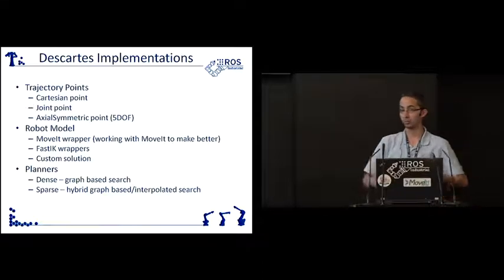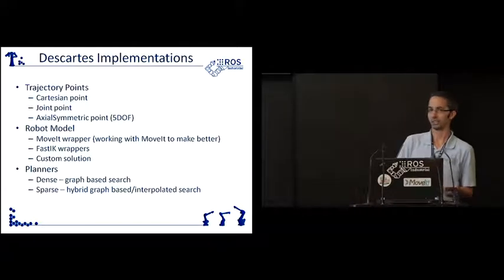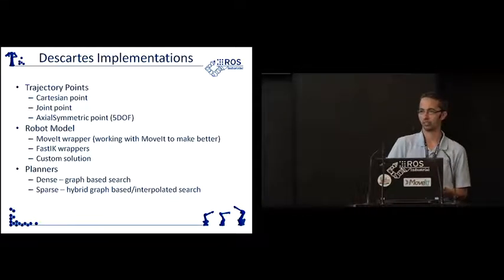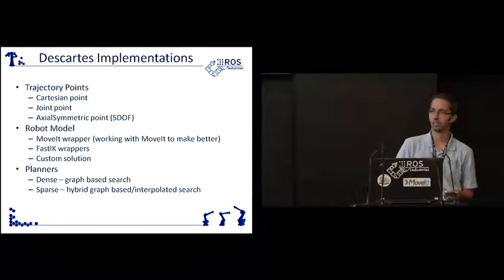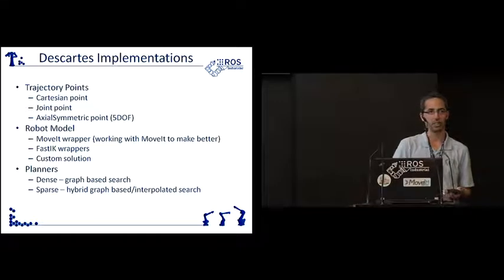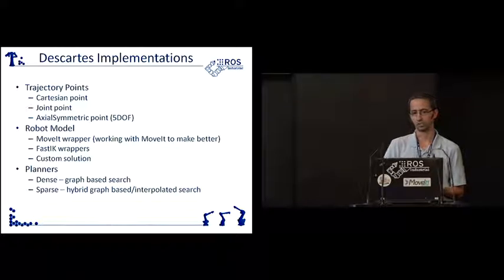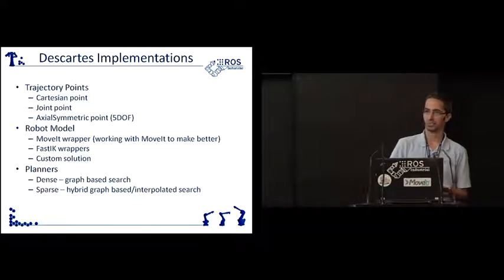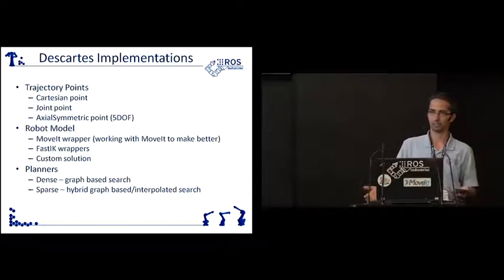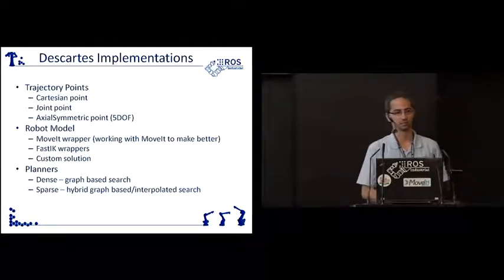Okay, so once we had that, we had a structure for how all this stuff would work together. We hadn't actually implemented anything, so it couldn't solve paths until we made implementations of these specific things. So in trajectory points, we define Cartesian points and joint points. Those are pretty straightforward. In a lot of our applications, we always have a Cartesian pose, but we don't care about the orientation about the tool. So that's what an axially symmetric point is. And I'm sure in the future we'll add a bunch more, but those are the three we've implemented so far.